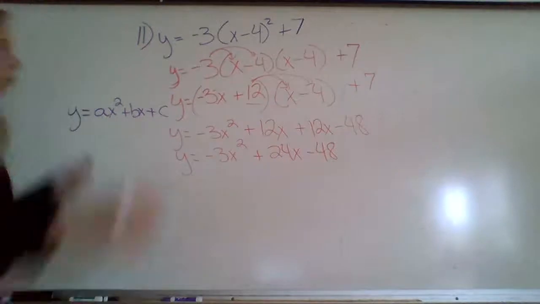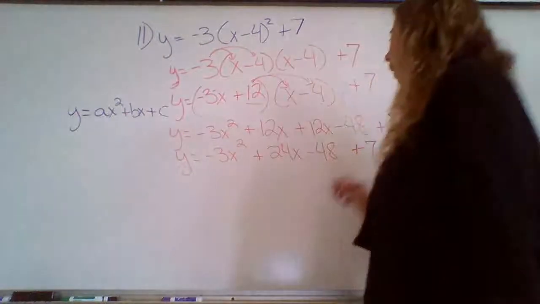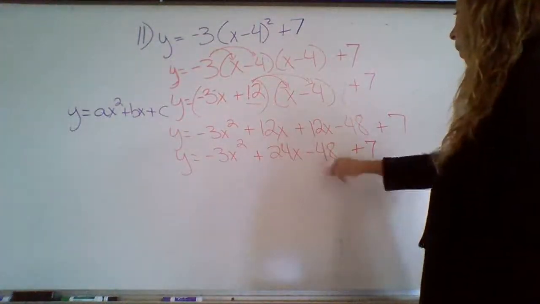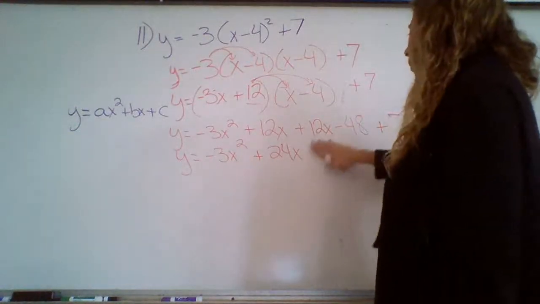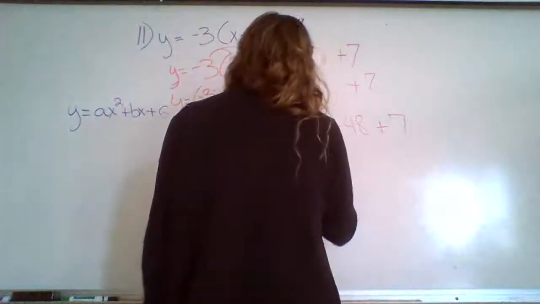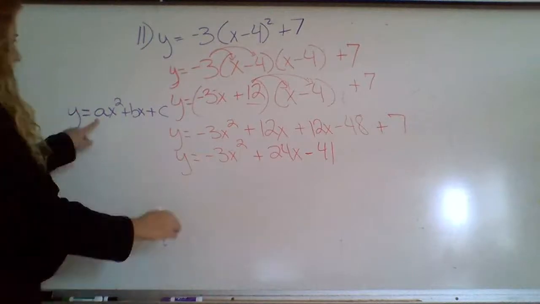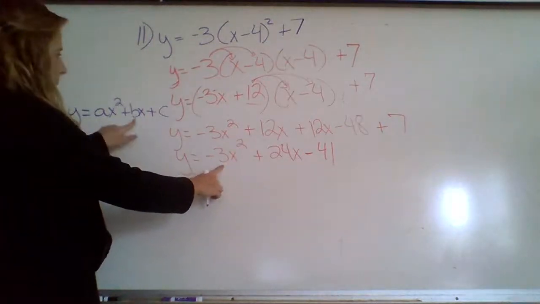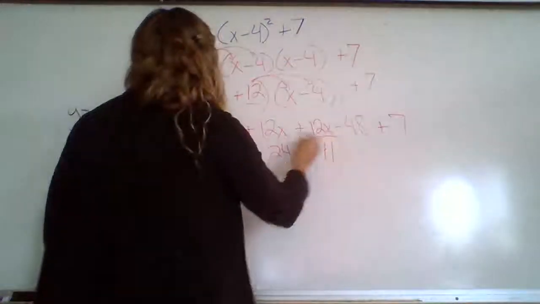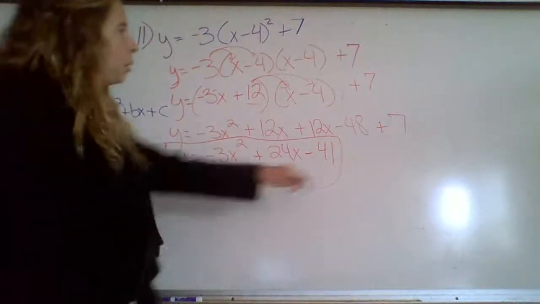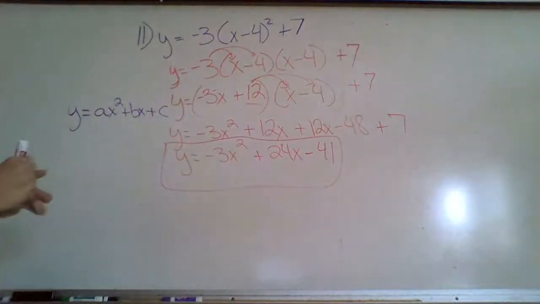Okay? Oh, shoot, forgot plus 7. Plus 7, plus 7. All right, now, my bad. So now we can actually combine -48 plus 7. Let's do that. -48 plus 7 is -41. There we go. Ta-da! So now -3 is A, your B is 24, and your C is -41. So we have it in standard form. Yeah, my bad. Do not forget to add on whatever is on the outside. Don't forget about it. Okay, that was number 11.